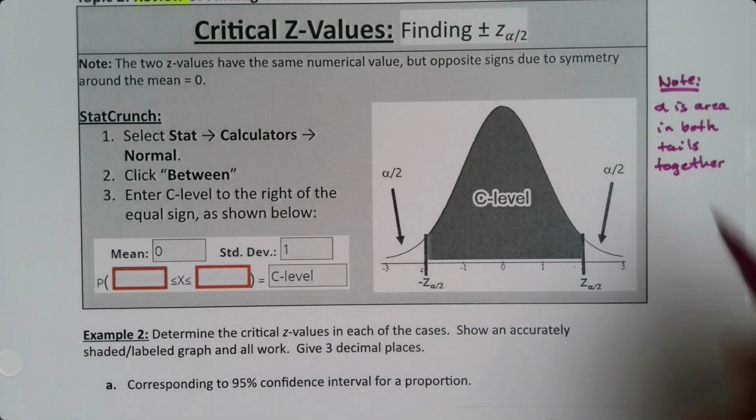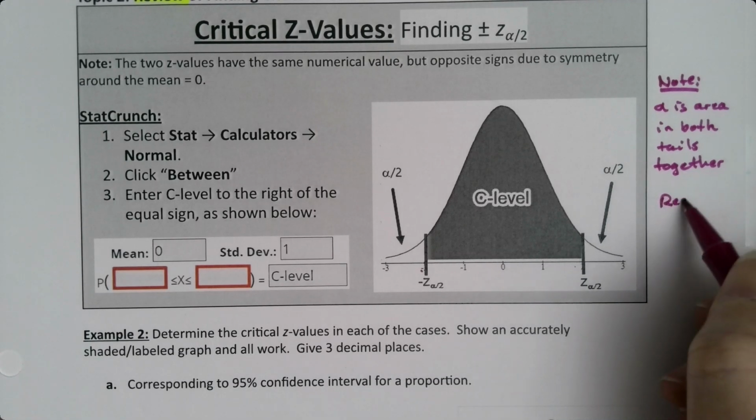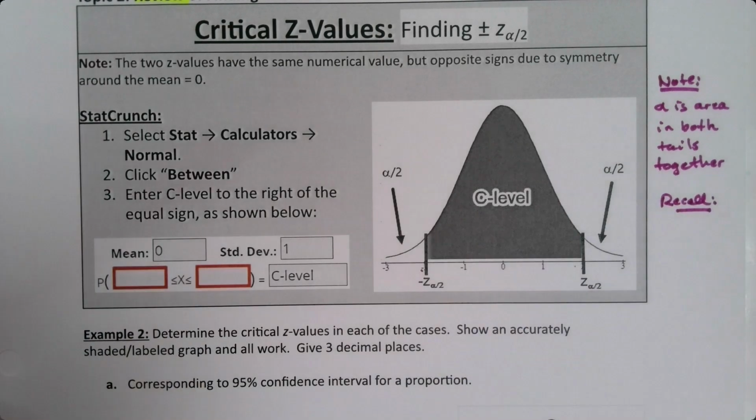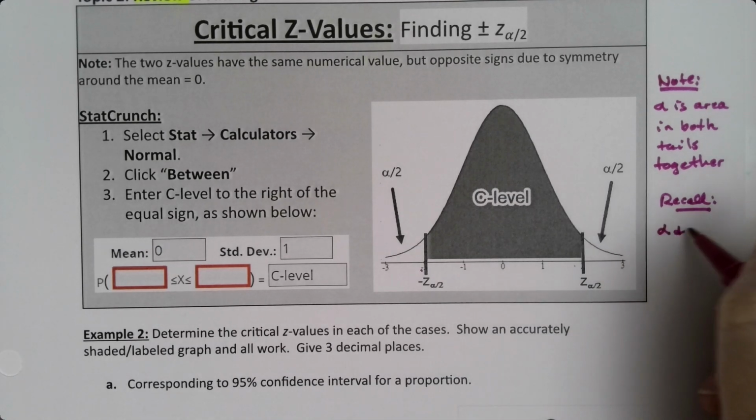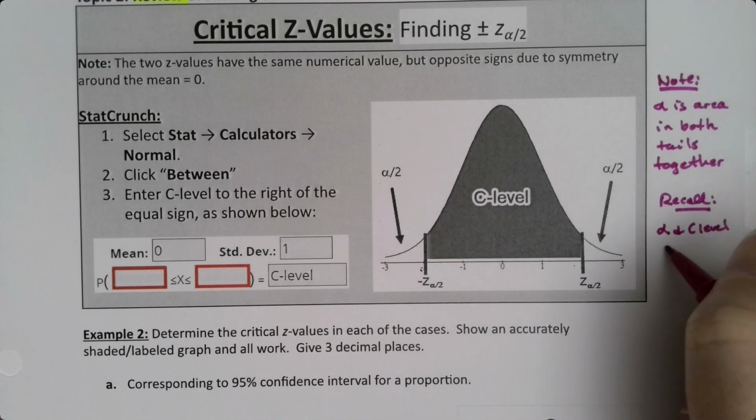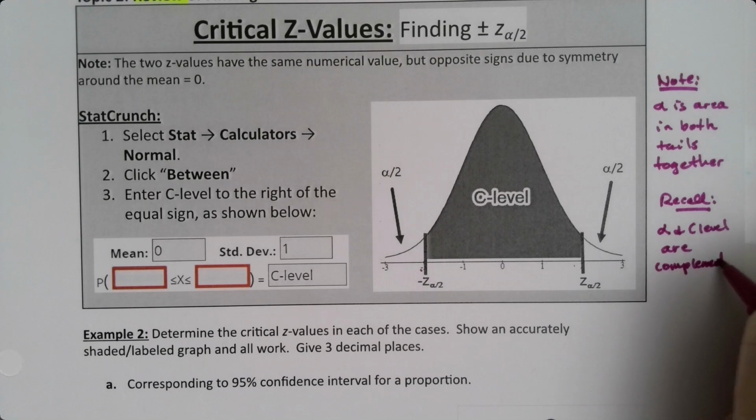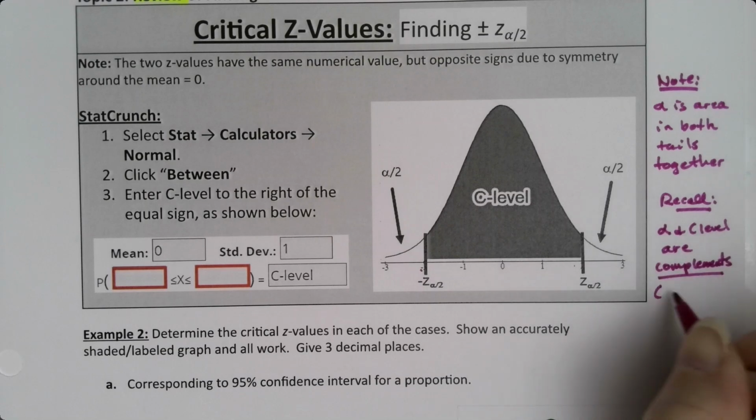The other thing to remember, I'm just going to put a little recall here from one page earlier, is that alpha and the C level are complements. That will be very key for us. We just said this on the previous page. It means that they add to 1.